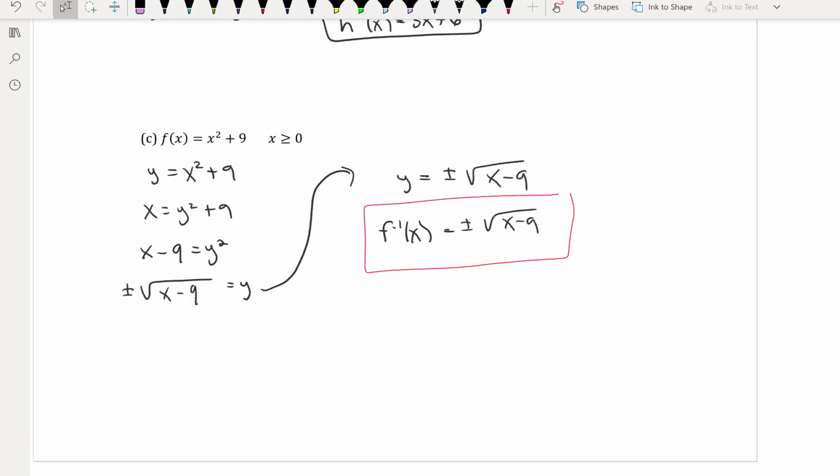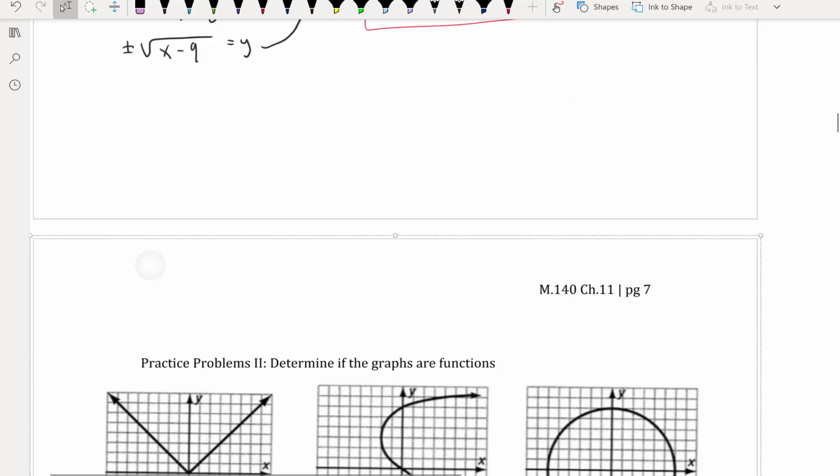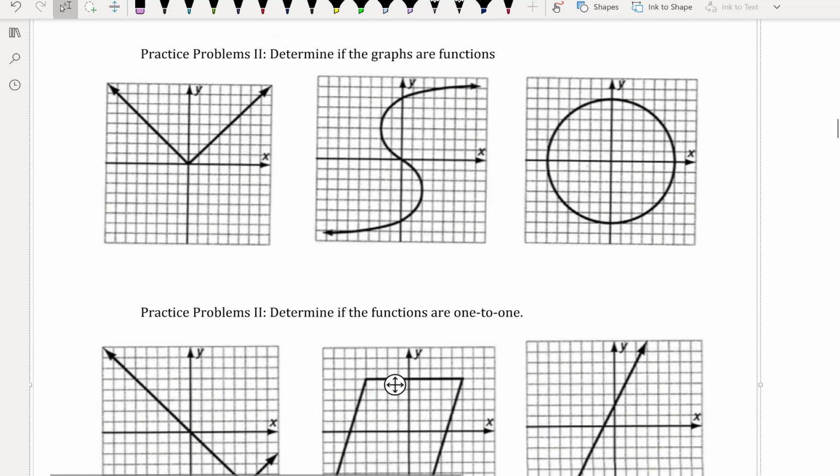For part C, I did the exact same thing, where I'm going to have f inverse equal to plus or minus the square root of x minus 9. Now, for the next problem, we have our graphs, and we didn't quite do this, so I'll do this with you. So here, we want to determine whether these are functions.